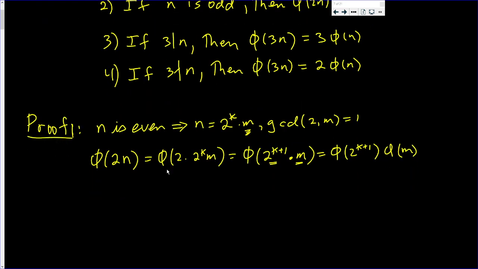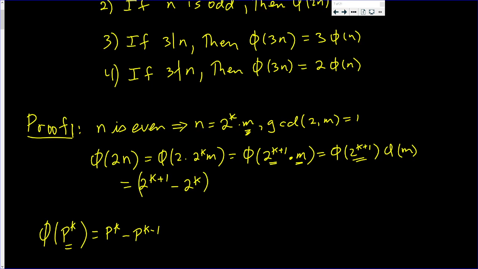Now, we should recall that phi of a prime number p to the k power is p to the k minus p to the k minus 1. So phi of 2 to the k plus 1 is 2 to the k plus 1 minus just 2 to the k. And this is times phi of m. So let's get rid of this scrap work.